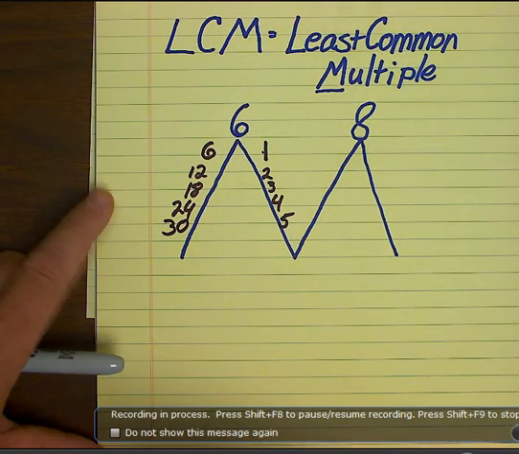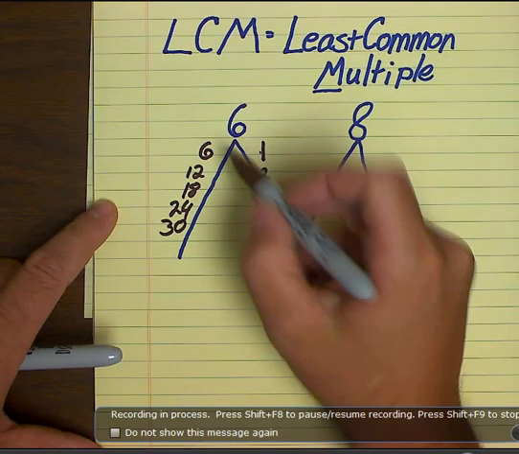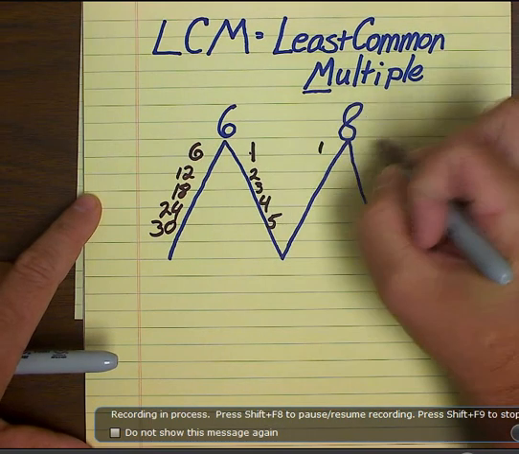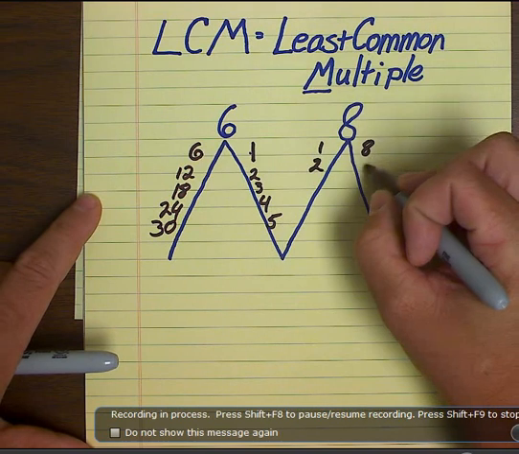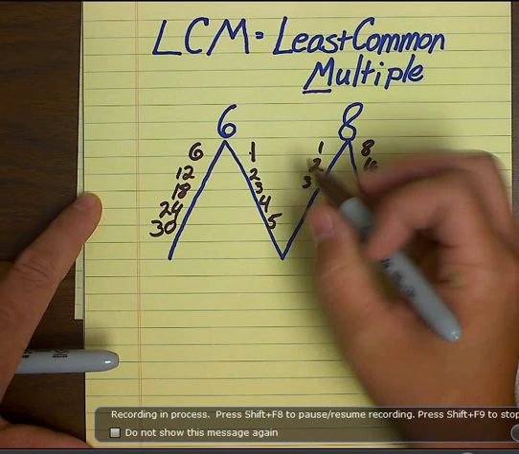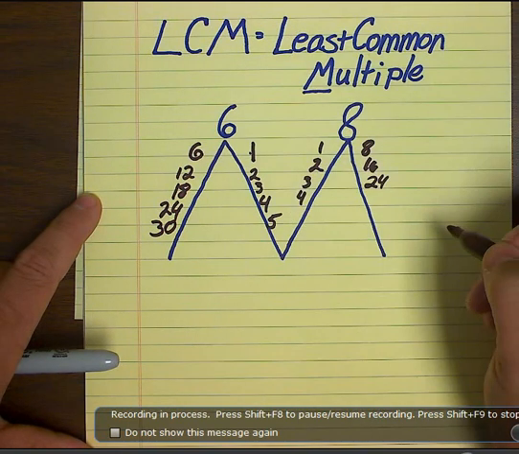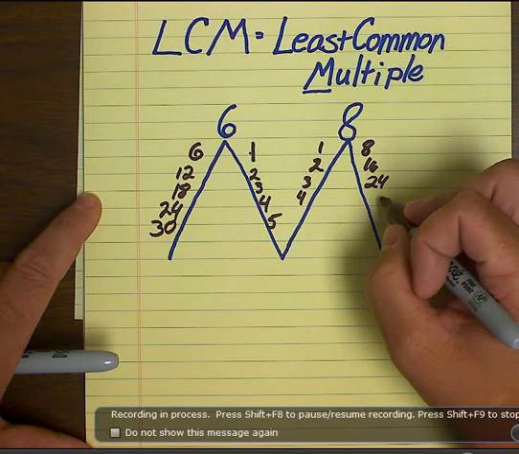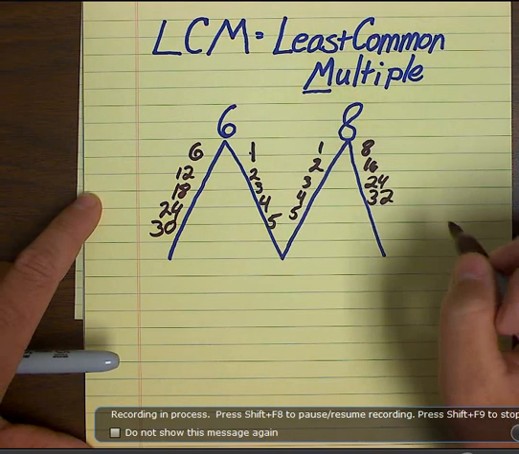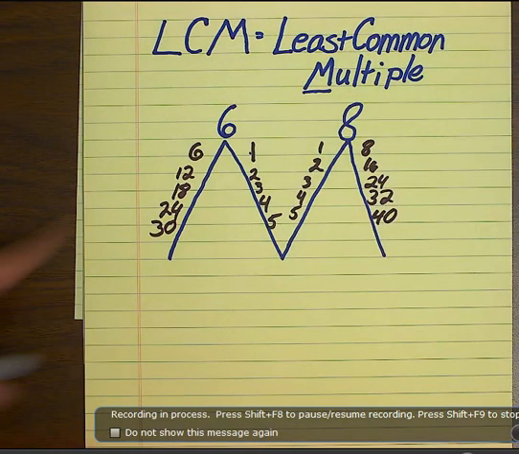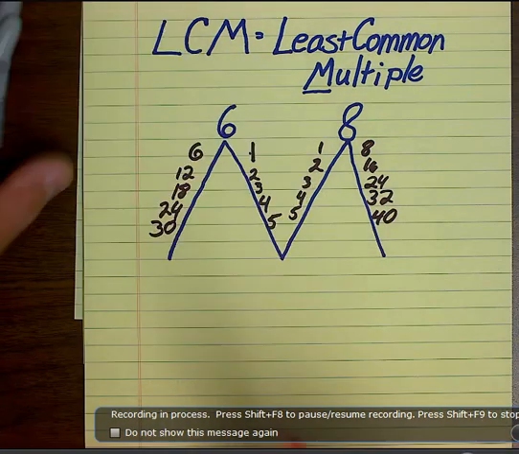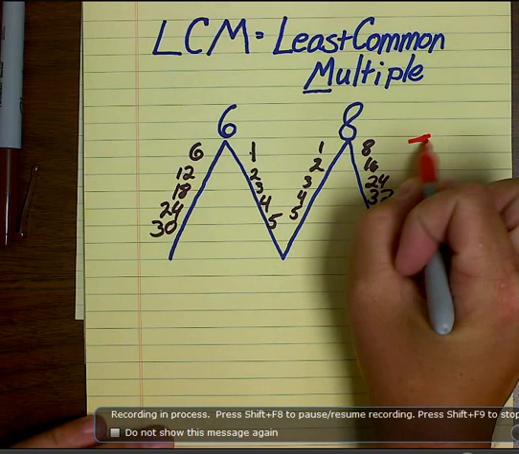Okay, I'm going to do the same thing with 8. Basically, I'm just skip counting down the side. Okay, so I have 1 times 8 is 8, 2 times 8 is 16, 3 times 8 is 24. Okay, 4 times 8 is what? 32. Okay, 5 times 8, 40. Okay, so I've got a list of multiples down the side. These numbers down the outside, those are my multiples.